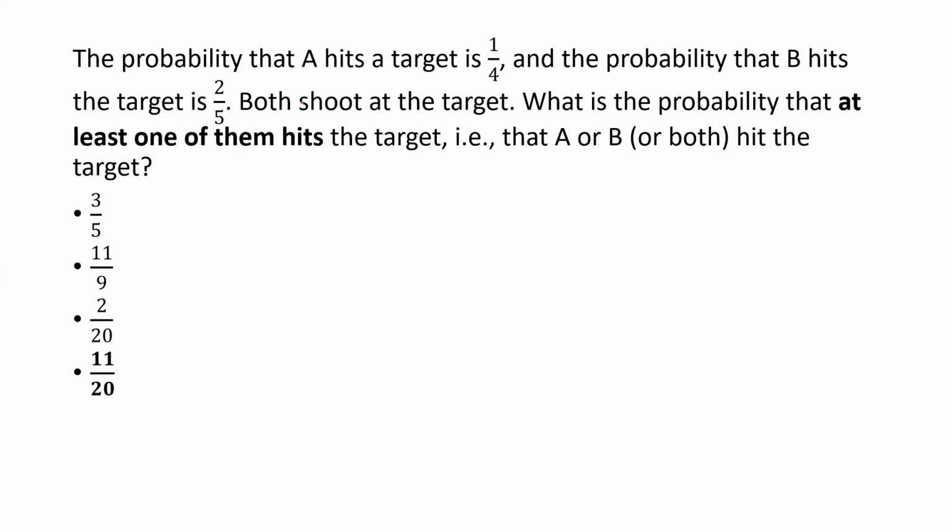The probability that A hits a target is 1 by 4, and the probability that B hits the target is 2 by 5. Both should strike the target. What is the probability that at least one of them hits the target, that is, A or B or both hit the target? So this is the question.